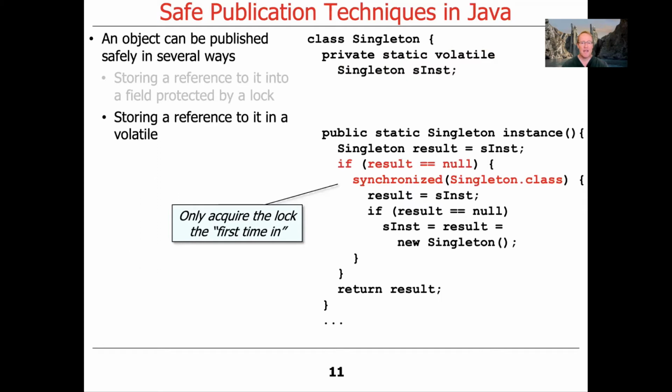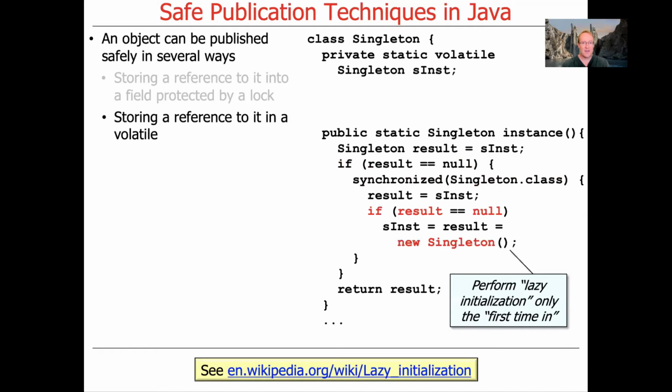The first time in, you check to see whether or not that field is null. And then, and only then, you synchronize on the singleton class, so that when you double check, when you come in and say, is result still equal to null? That's the lazy initialization check. Then and only then you do the initialization of the singleton once and only once.